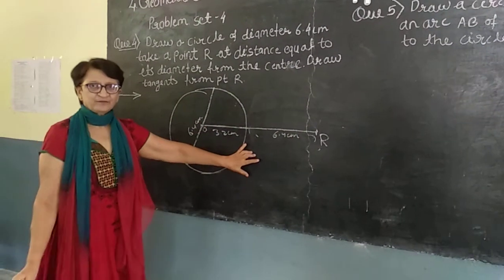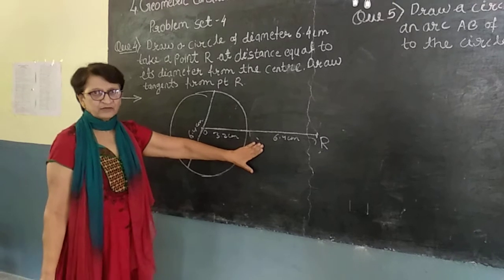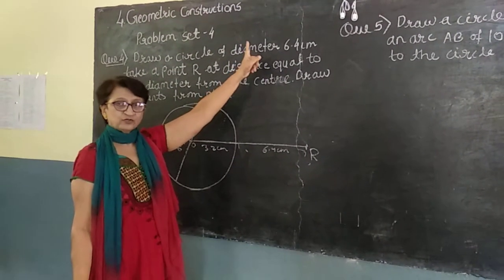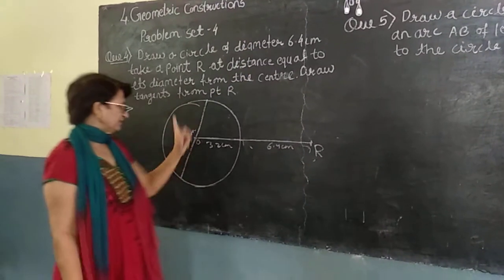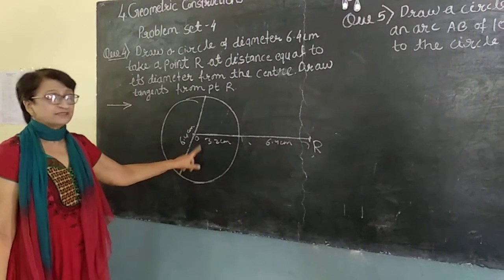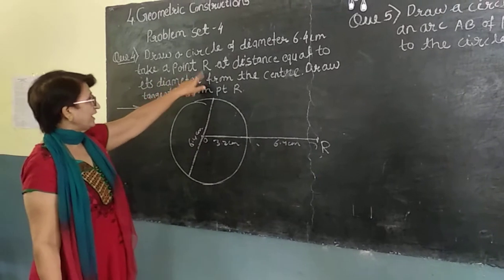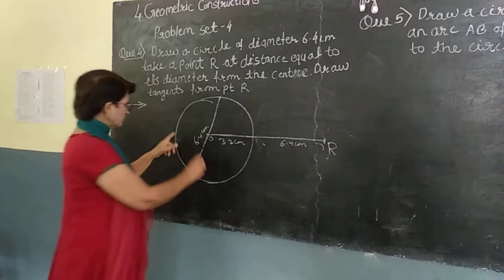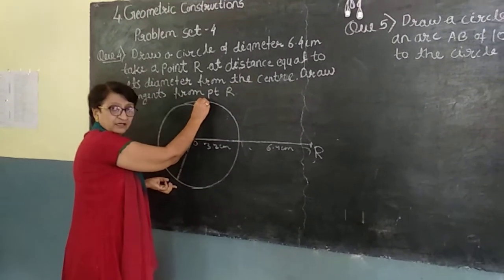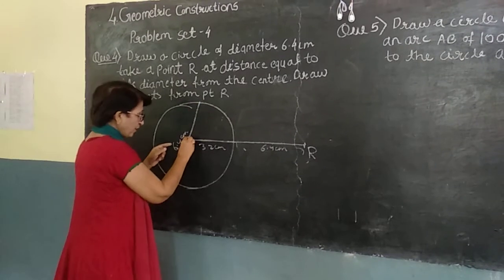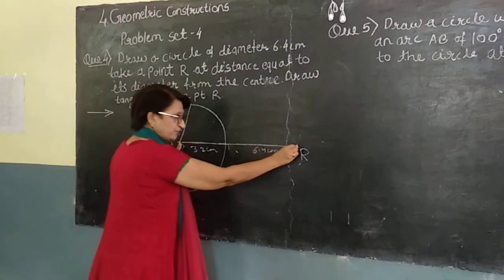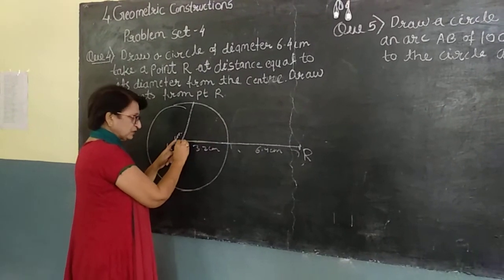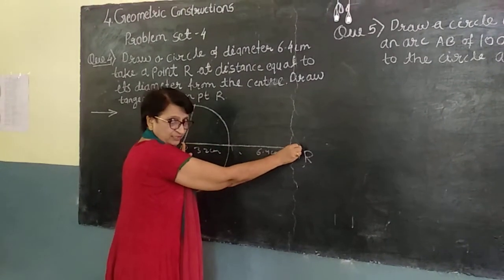The rest is the same. Only this was the important part. You have to understand that they are first of all confusing you by giving the diameter, so you must find the radius. After finding the radius, draw the circle. Then what is it saying? Take a point R at a distance equal to its diameter from the center. You don't have to take this chord. You have to take from the center, it should be 6.4 centimeters. Here it was only 3.2, so when I put the scale here, I took it out to 6.4.